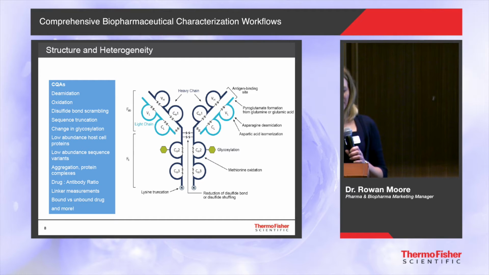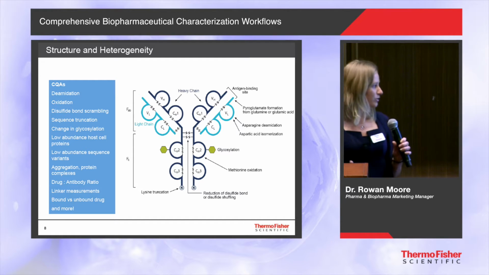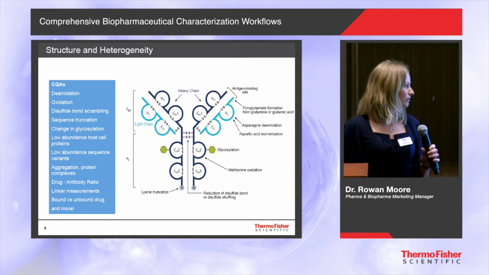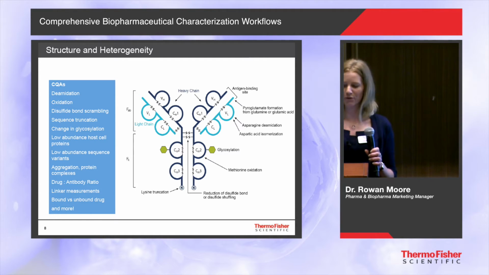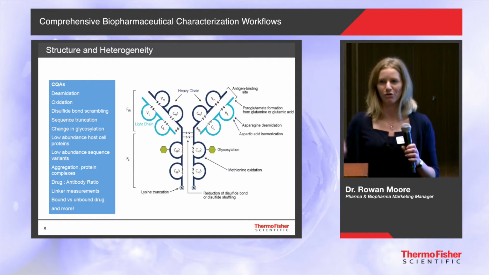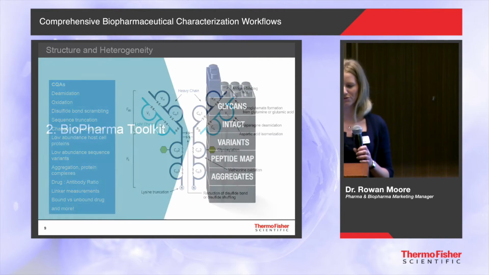We also need to look at aggregates, and then when we think about antibody-drug conjugates, we have another level of detail that we need to look into. So the ratio of drug to antibody and any linker molecules which are involved there. It's a real marriage of the small molecule world and the protein world and requires a whole other set of analytical tools.